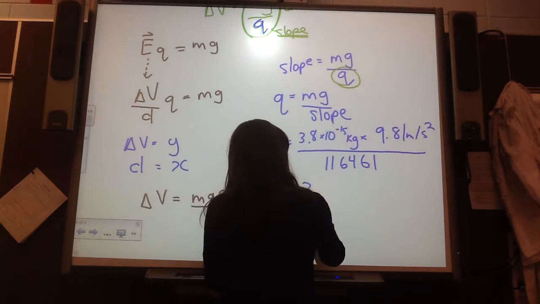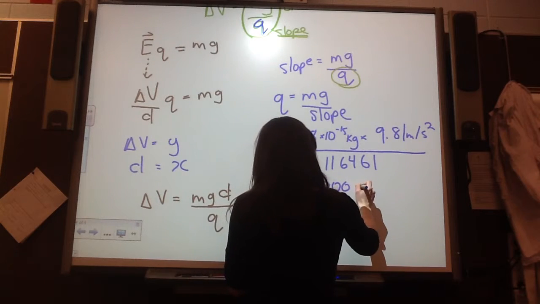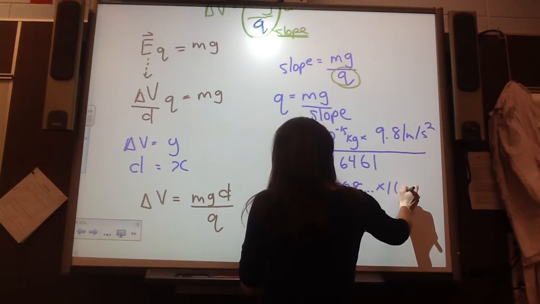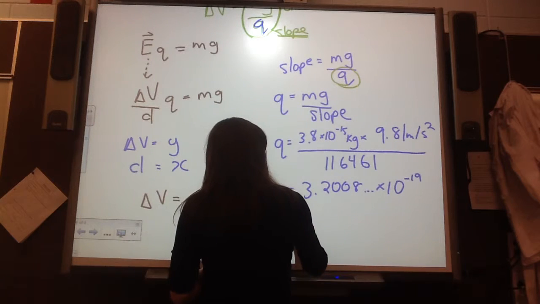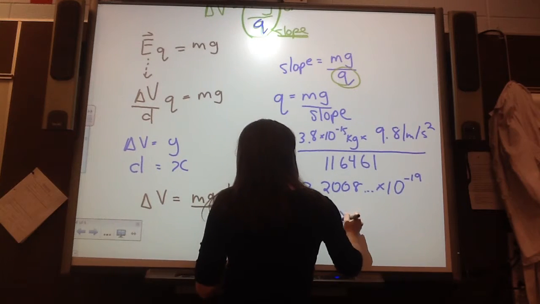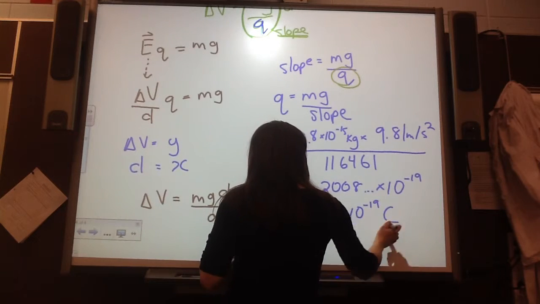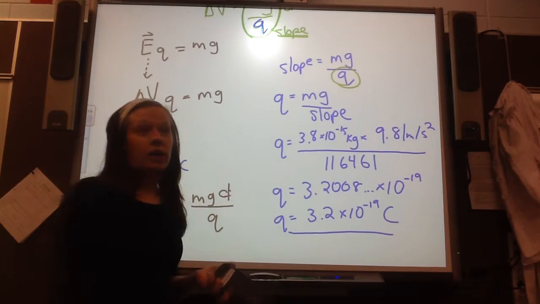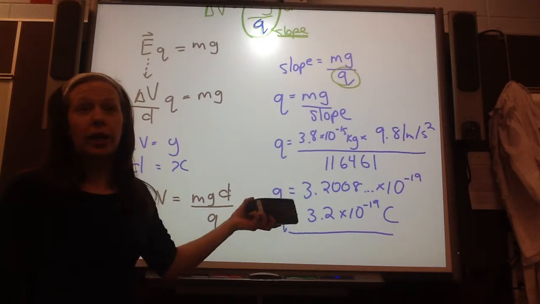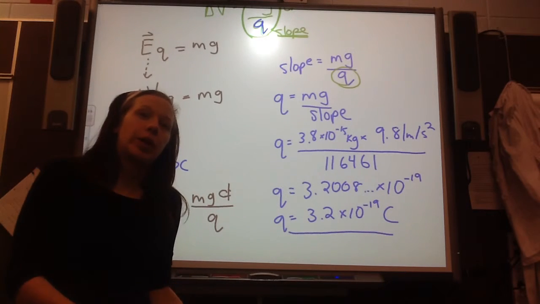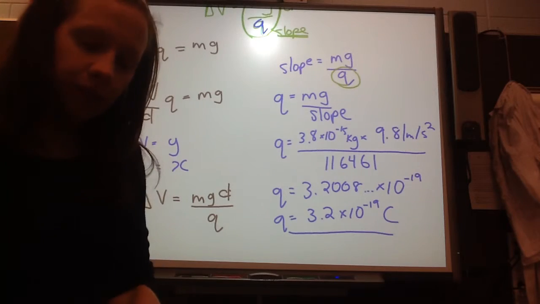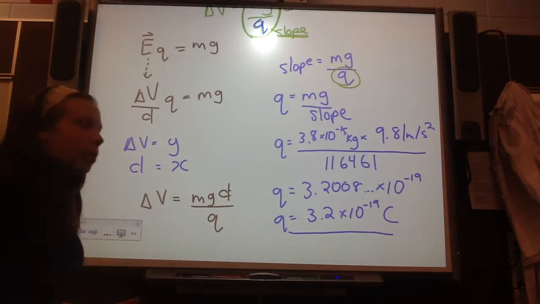So I got 3.2008, etc., times 10 to the negative 19. So 3.2 times 10 to the negative 19 coulombs, which is actually quite normal. That looks like a good answer for a charge, right? Because that's 2 elementary charges. Okay, so that's our answer for part B.